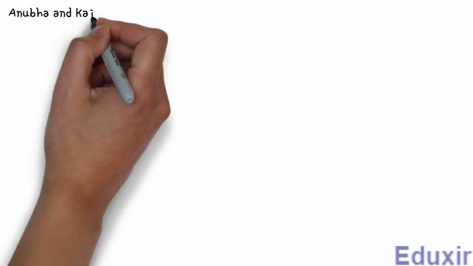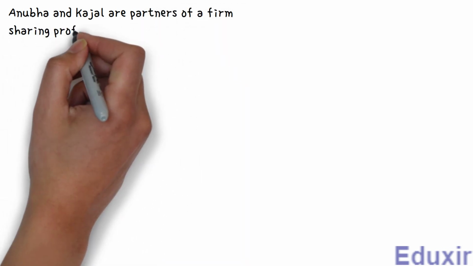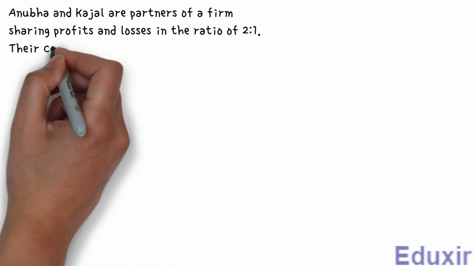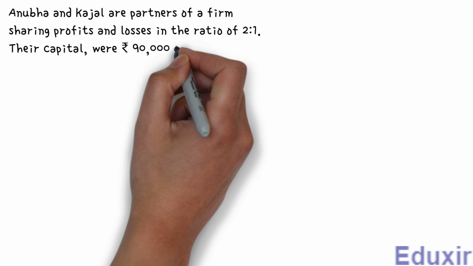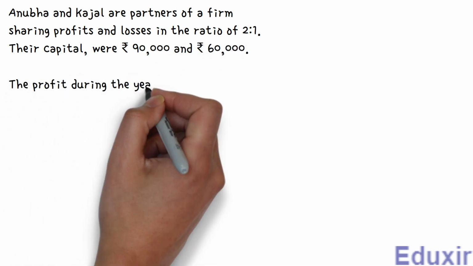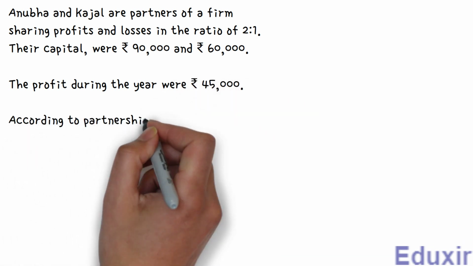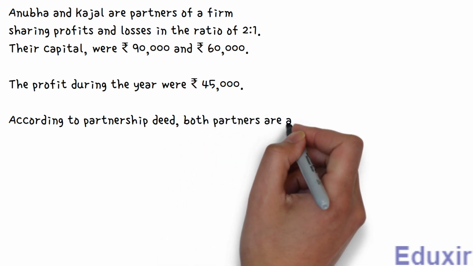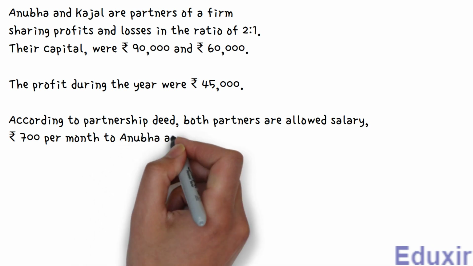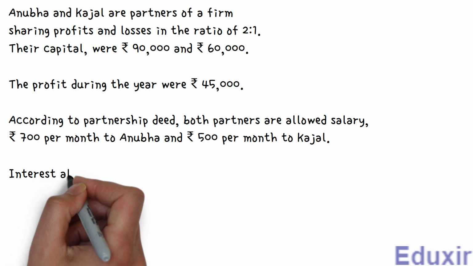Anubha and Kajal are partners of a firm, sharing profits and losses in the ratio of 2:1. Their capitals were 90,000 rupees and 60,000 rupees. The profit during the year were 45,000 rupees. According to partnership deed, both partners are allowed salary 700 per month to Anubha and 500 rupees per month to Kajal. Interest allowed on capital 5% per annum.